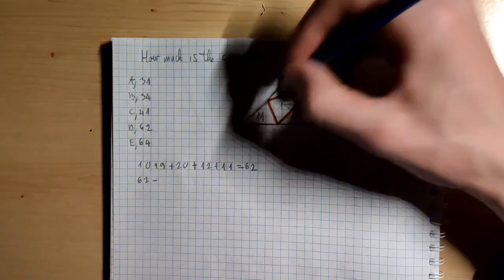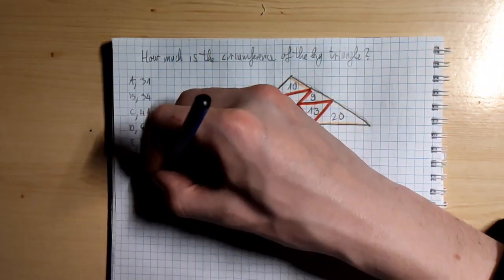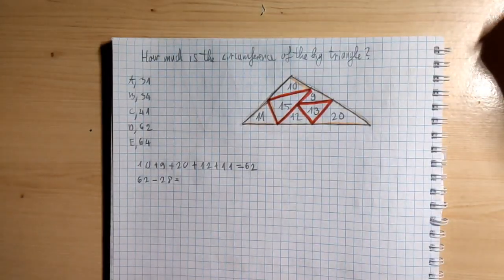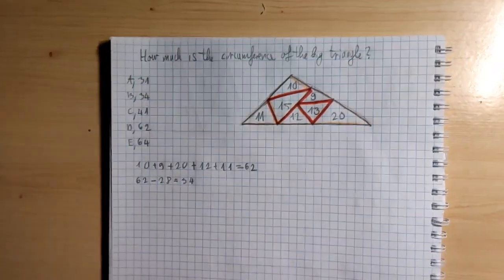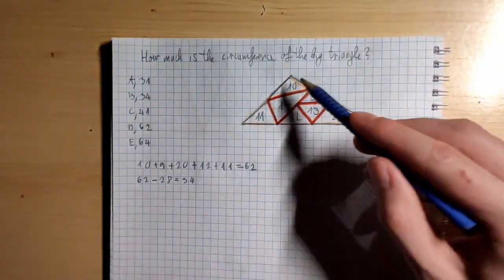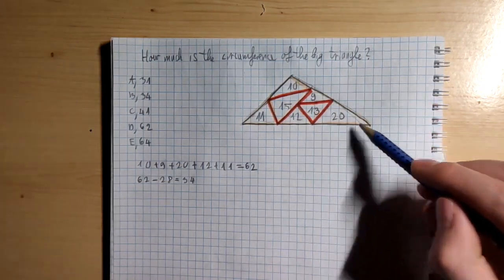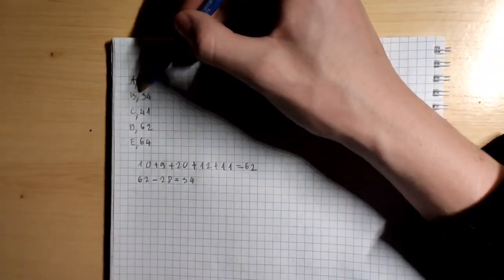So it's simply just writing it down. 62 minus 15 plus 13 will be equal to 28, and that 62 minus 28 will be equal to 34. As we can see, 34 will only be the third big triangle's circumference. So therefore the correct answer will be the B.